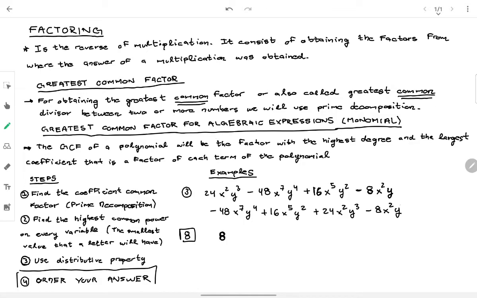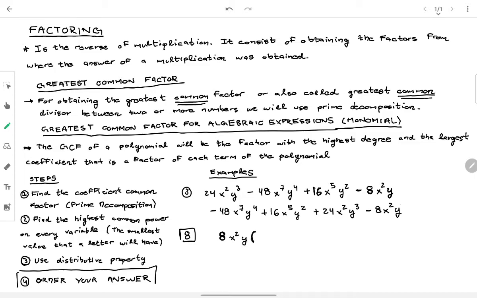Then we will look for the common powers. So x to the 7, x to the 5, x squared, and x squared. Remember, when we have letters, it will be the smallest one, so in this case it's going to be x squared. For the letters y: y to the 4th, y squared, y to the 3rd, and only y. So it's only going to be y, because y doesn't have y cubed, so it's going to be the smallest one, y.